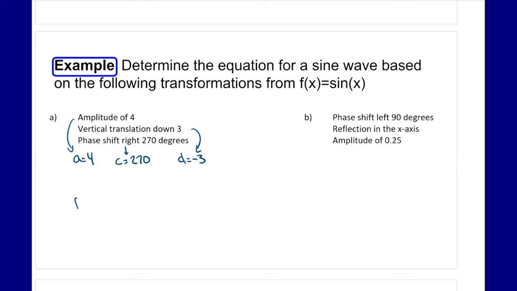Now I just need to plug these into my general equation. f of x equals 4 sine of x minus 270, plus, or not plus, minus 3.